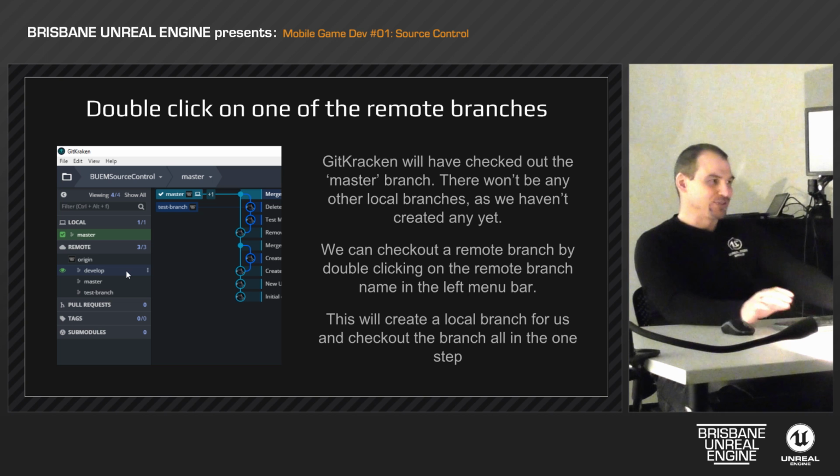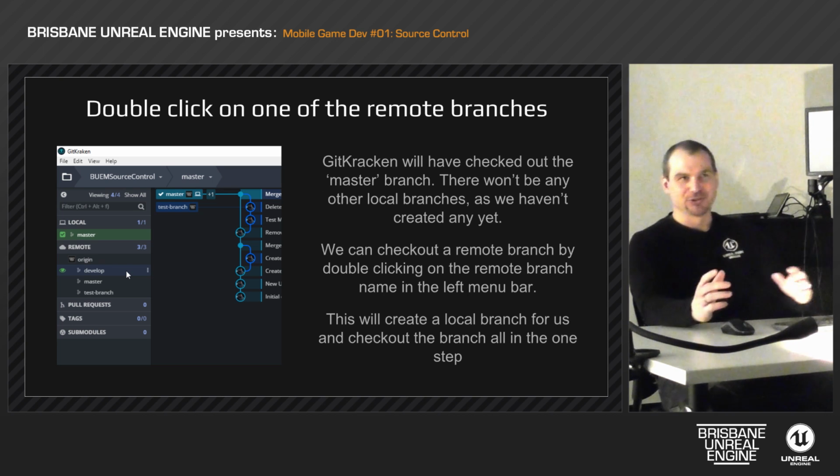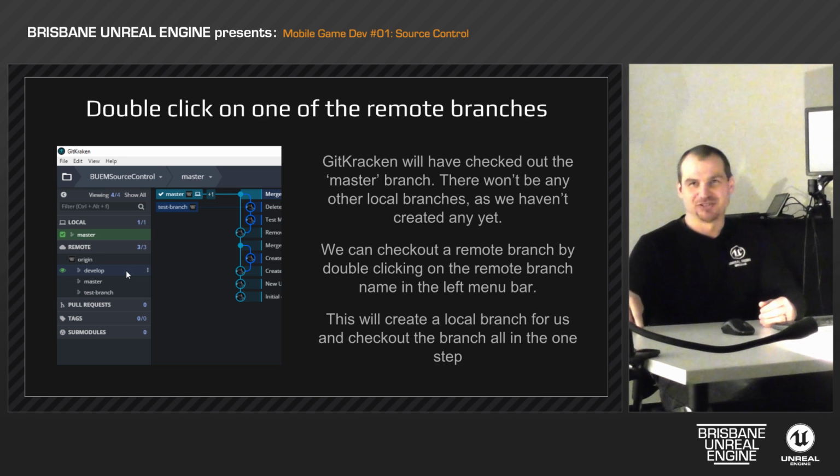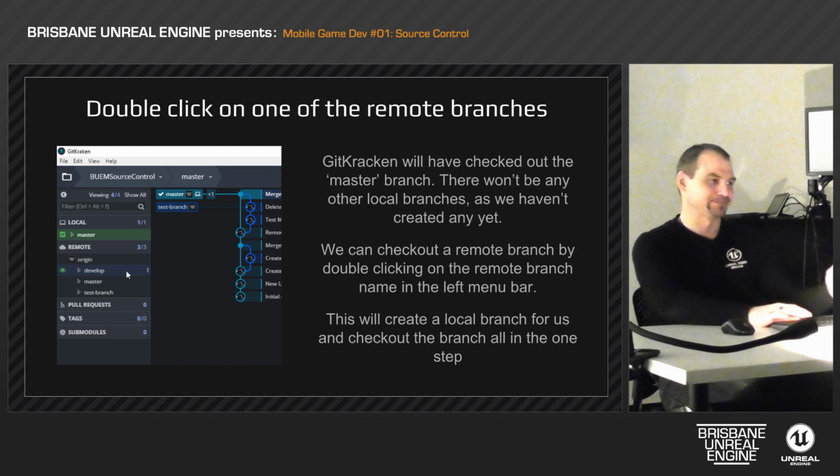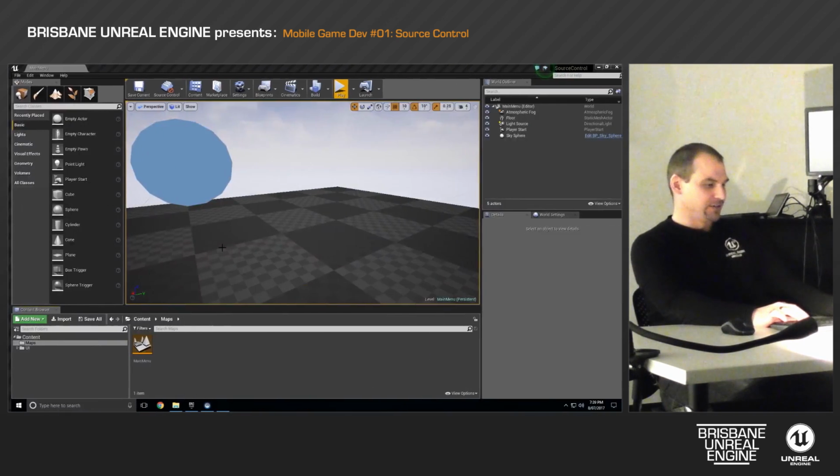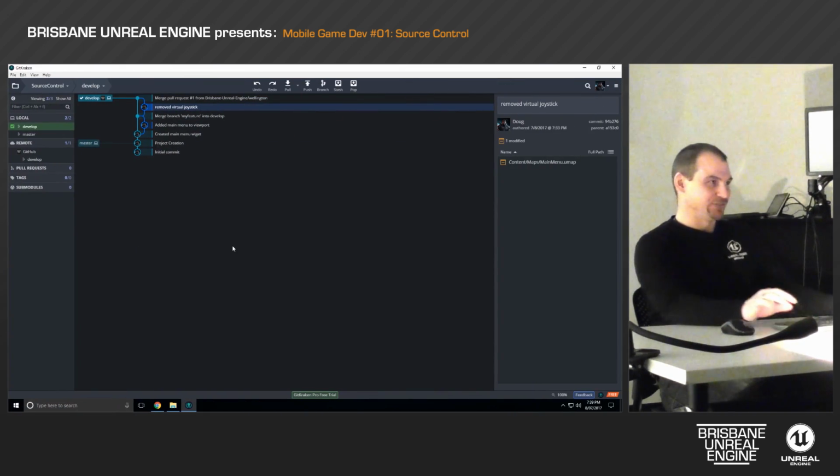Then we can just double click on one of the remote branches, because our local repository most likely won't have any of the remote branches, but we can just double click on one of the remote branches here in the GUI and it'll create and check out a branch for us. Okay, so let's do that.